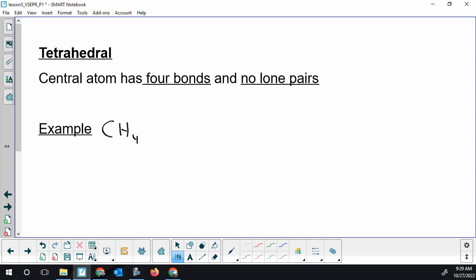So tetrahedral is kind of the 3-legged stool. 3 down and 1 up is what we get with 4 bonds and no lone pairs. In 3-dimensional space, we get 109.5 as the bond angle between all of our atoms.